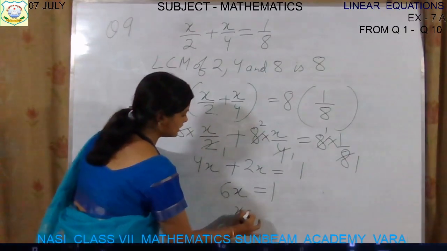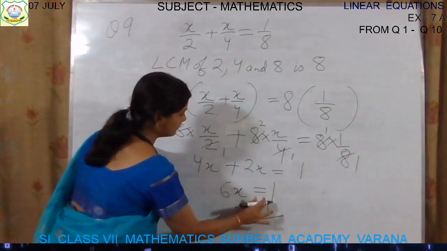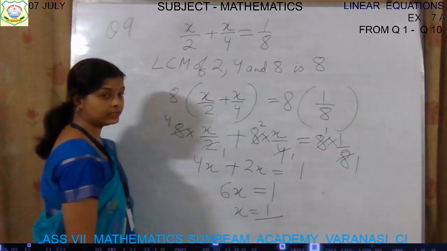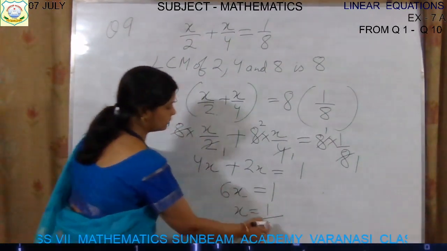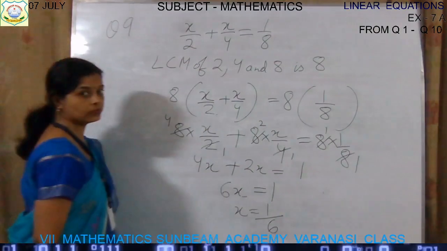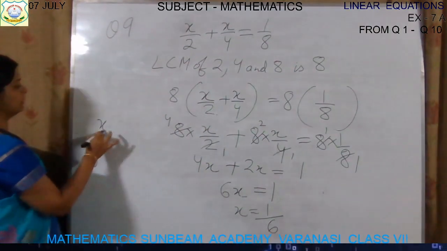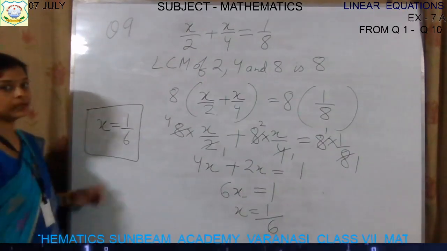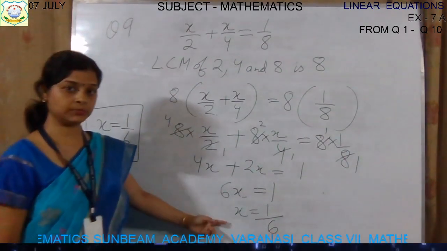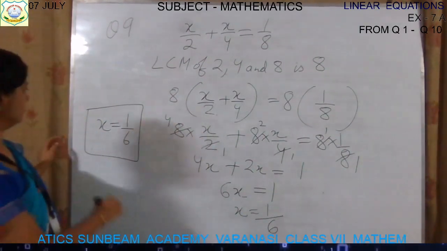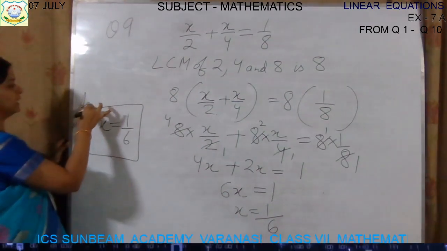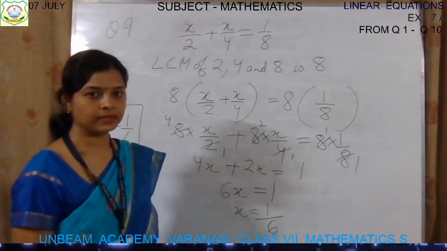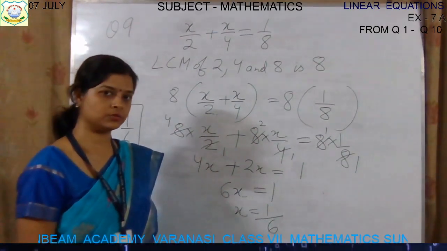Now x is equal to 1 by 6. This 6 will now go to the denominator. Here it is in multiplication, it will go for division. So what is the value of x? The value of x is 1 by 6. Children, I am writing here, but in your notebook you will write just below it and write down in a proper way that this is your answer. X is equal to 1 by 6.